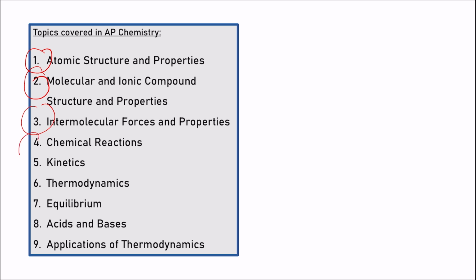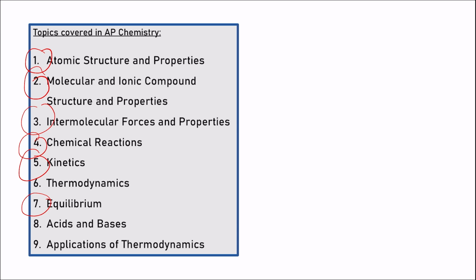Next, the course dives into chemical reactions, where we're going to learn to balance equations, understand different reaction types, and master stoichiometry. This leads naturally into kinetics, where we're going to focus on reaction rates and mechanisms. And then we're going to follow that with our equilibrium section, which involves understanding dynamic equilibria and calculating equilibrium constants.